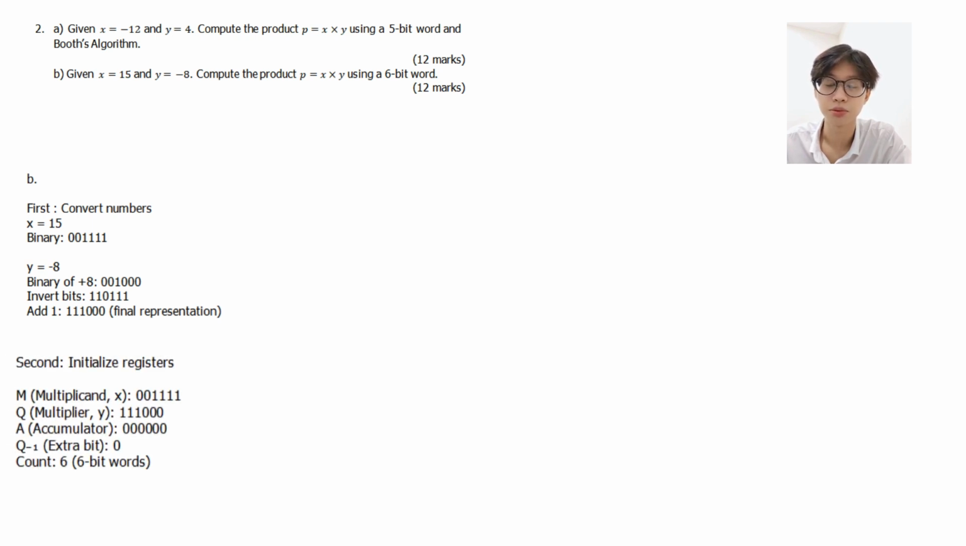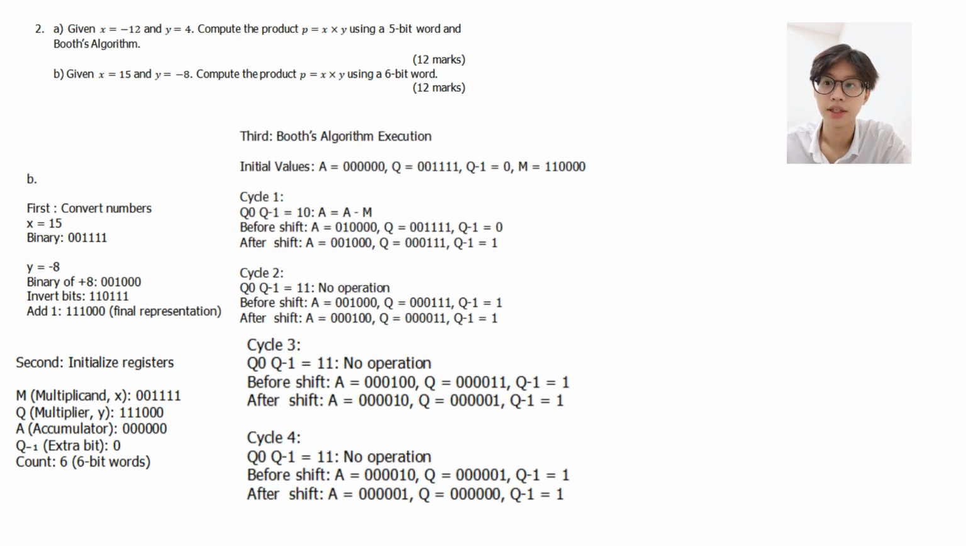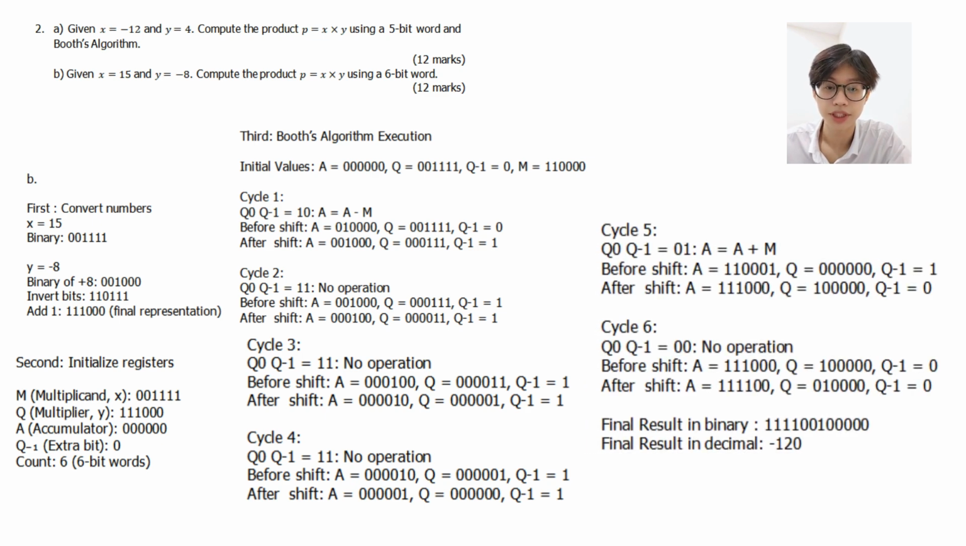As usual, we put the initial values on, and let's take a look at the first cycle. The operation for the first cycle is A equals A minus M, and then we shift it. For cycles 2 to 4, there's no operation needed. We just need to shift it 3 times. And for cycle 5, the operation is A equals A plus M, and then we shift it as usual.